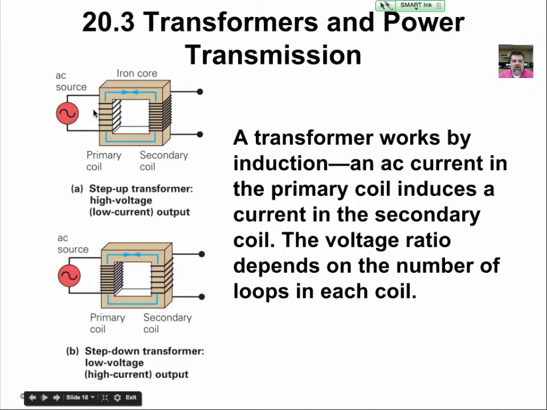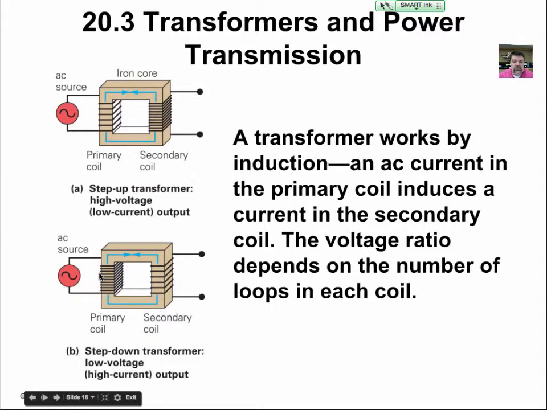Basically, you have an alternating current source. Usually it's wrapped around an iron core, and you have a primary coil and a secondary coil. The transformer works by induction. The AC current in the primary coil induces a current in the secondary coil. The voltage ratio depends on the number of loops in each coil.